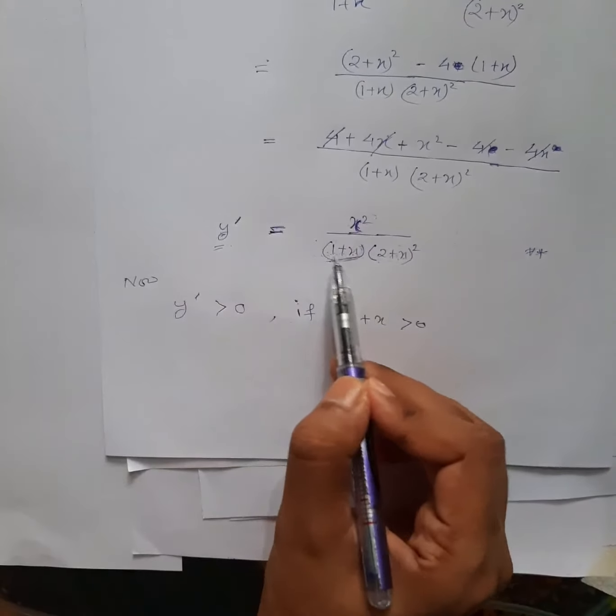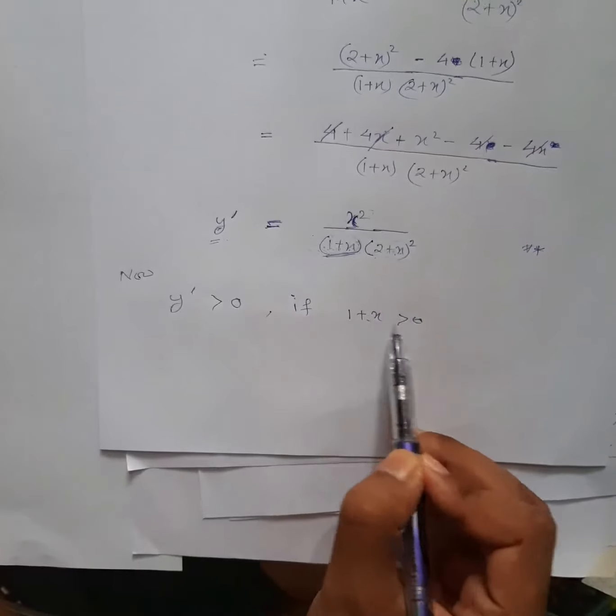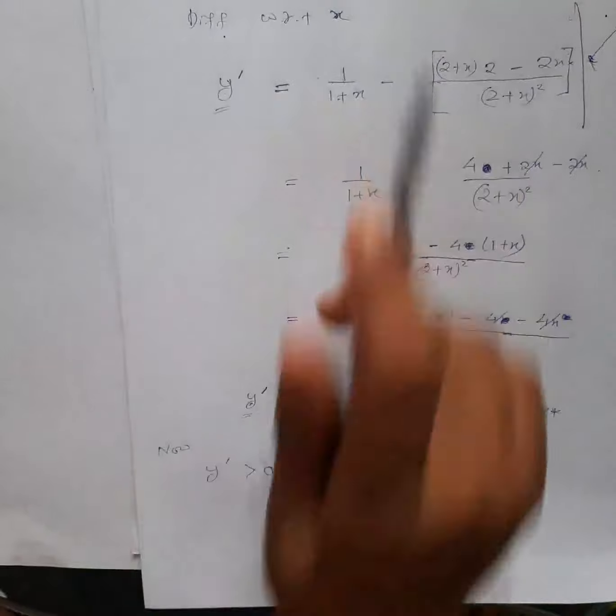So if this is positive, then we know that whole expression will be positive. So if this is greater than 0, we know that this will be greater than 0. This greater than 0 means the graph is increasing.